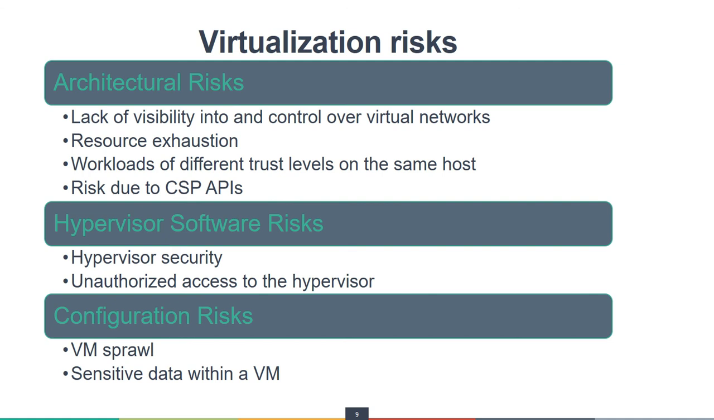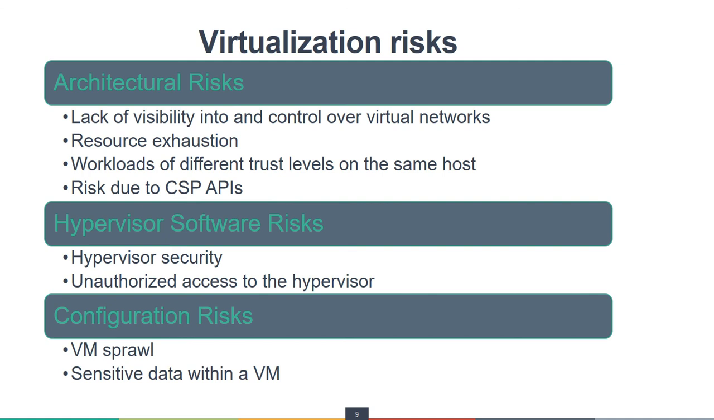Risk due to the CSP APIs. This is again because these APIs are highly exposed and available directly on the internet, internet-facing APIs, and highly exposed to the attacker. So it is important, and they are risky as well.